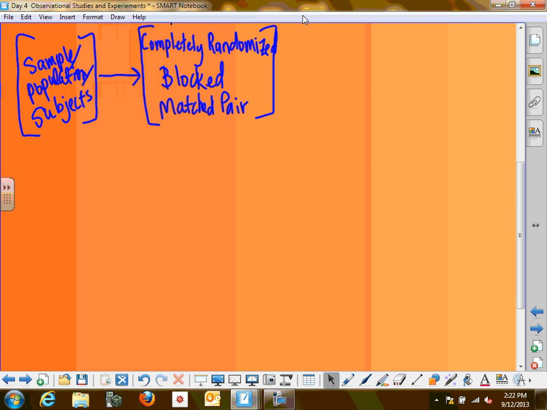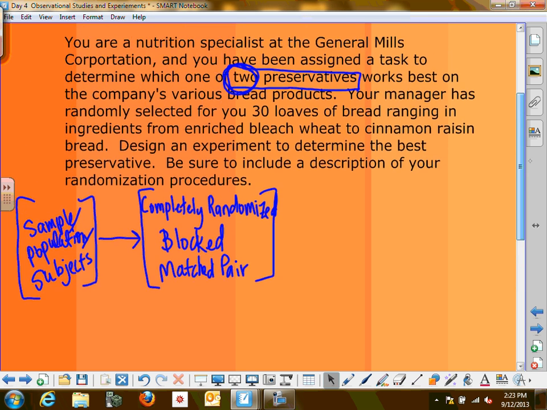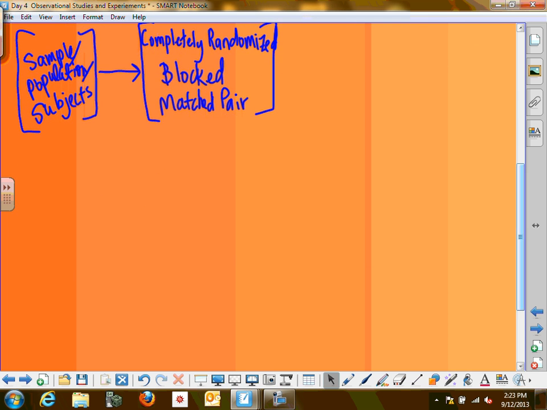Okay, so before I go into the details of your 30 loaf problem, let's talk about the chapter 13, designing an experiment sequence. Okay, so first you have your subjects, your population, or your sample, and then you have 3 options: completely randomized, blocked, or matched pair, and let me tell you the difference. Okay, you ready? It's important that you understand in the depths of your soul the difference between these setups.